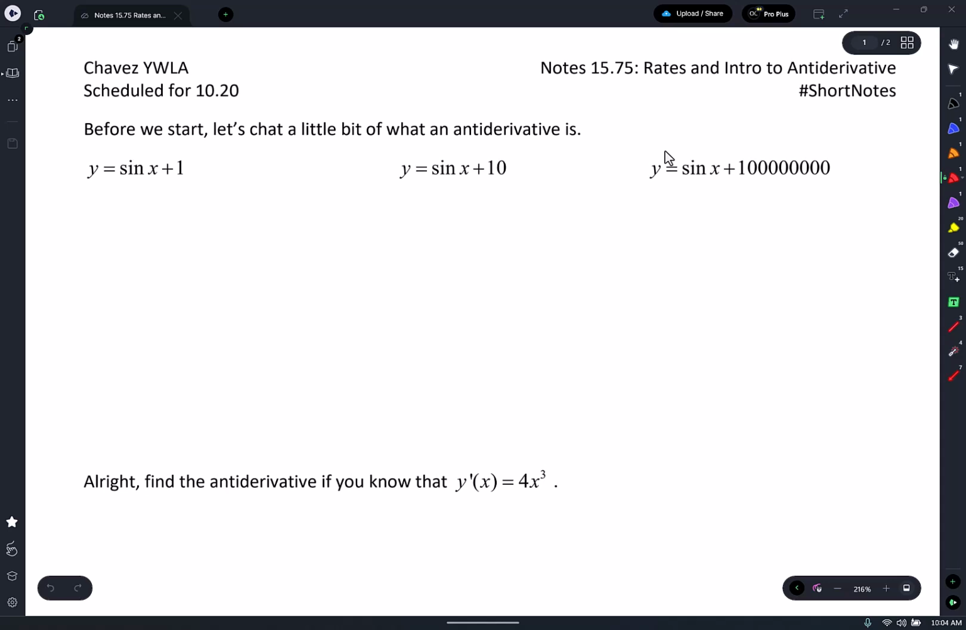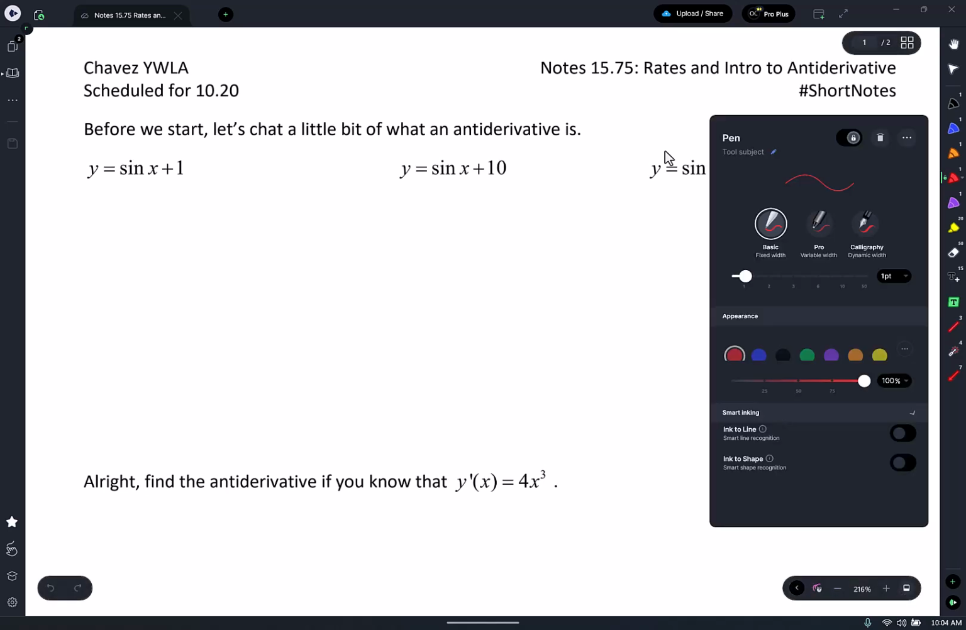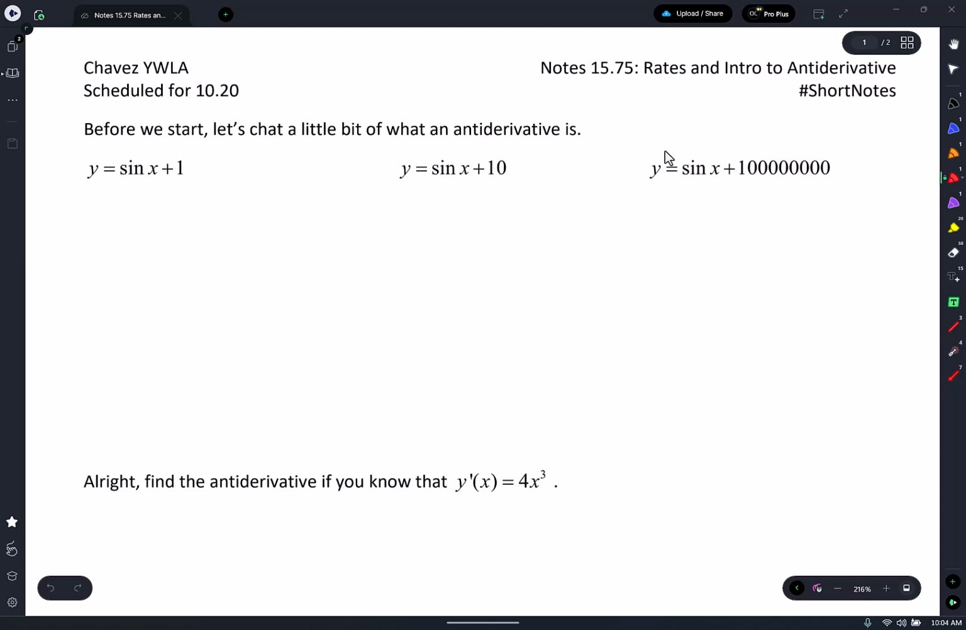So I said before, let's chat a little bit about what an antiderivative is. First, we're just going to get the derivative of all three of these. I want you guys to notice. I'm going to write y prime. What's the derivative of sine x plus 1? Cosine x.